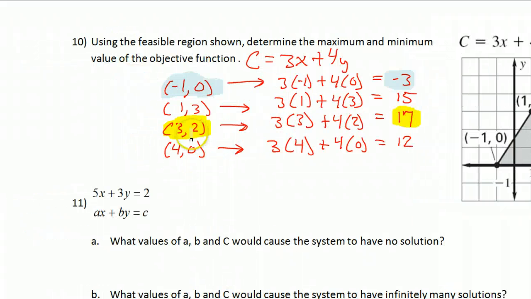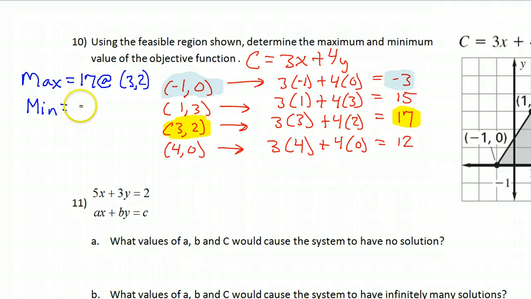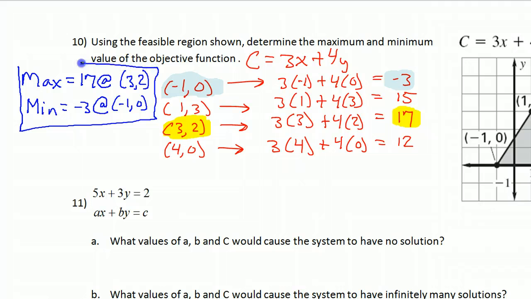Let's see, is there room to write it over here? I think so. Okay, so we'll say that the max is 17, and that occurs at the point 3 comma 2, and the minimum is -3, and that occurs at -1 comma 0. Okay, so don't forget about that.